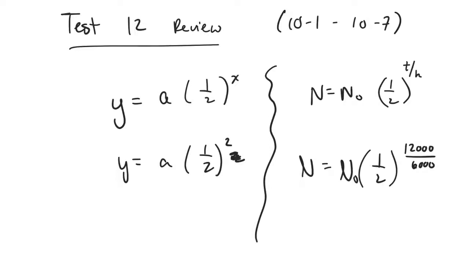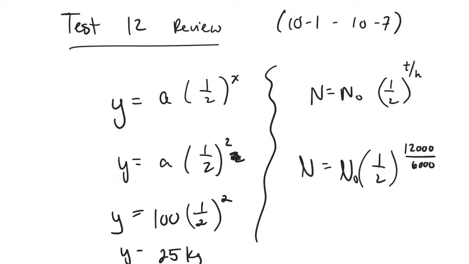In this problem, are they looking for the number of kilograms left over? Yes, absolutely. It says how much of the 100 kilogram substance will remain. So we're putting 100 in here. A half squared is a fourth. A fourth of 100 is 25 kilograms. Again, that was part A. Part B was after 24,000 years, which would be 4 half-lives. So half this again is 12.5. Half this again is 6.25. So part B was 6.25 as the answer.